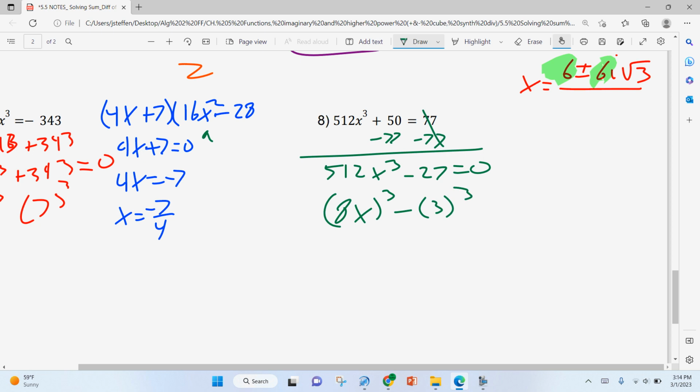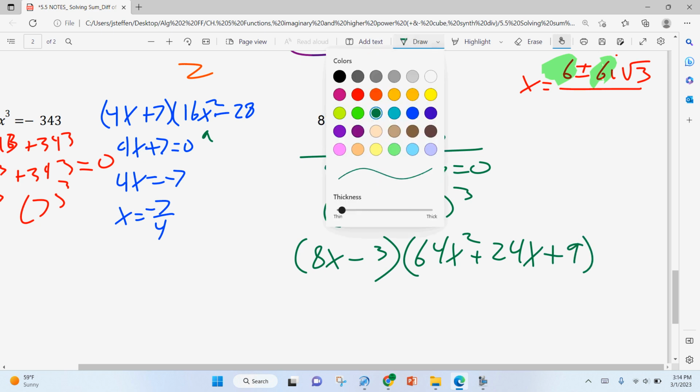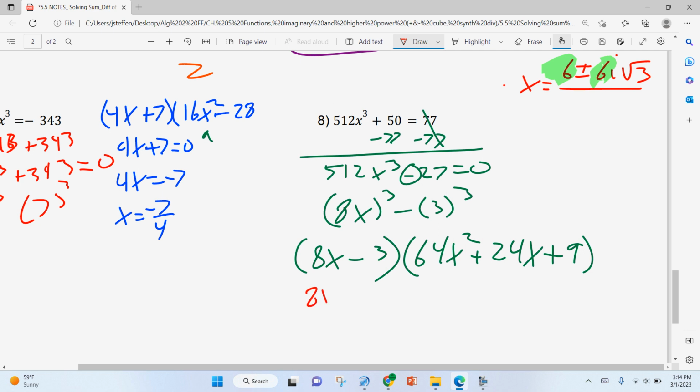So that is your A and your B for your factoring part. So we have A minus B for this one, because it's a minus, times 8x squared is 64x squared, plus A times B is 24x, plus B squared is 9. So one of our answers, a real answer, isn't too bad. 8x minus 3 is equal to 0. Add 3 to both sides. Divide both sides by 8.